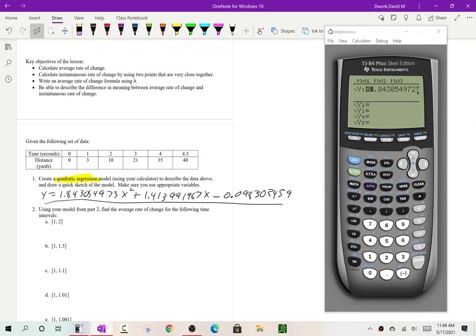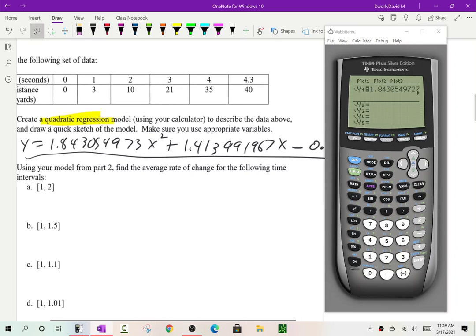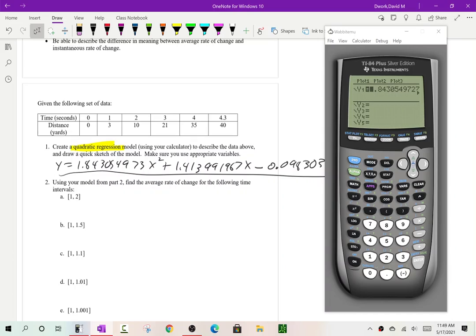I can sub in values looking at the table. There's lots of fun stuff I can do. All right, so let's keep going here. So part 1, we created a regression equation that's going to model this data. And I'll show you very quickly if I just quickly graph this data. Let me turn on my plots just so you can see the fit.